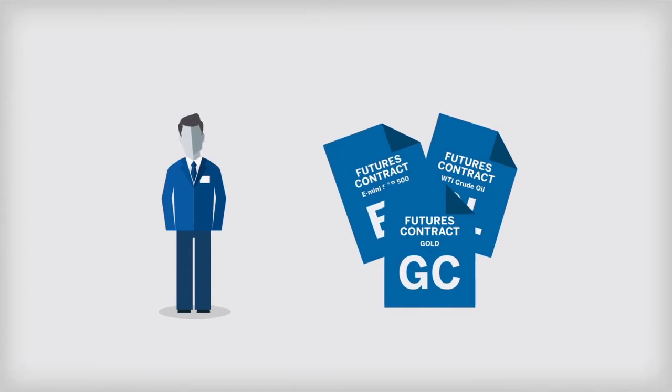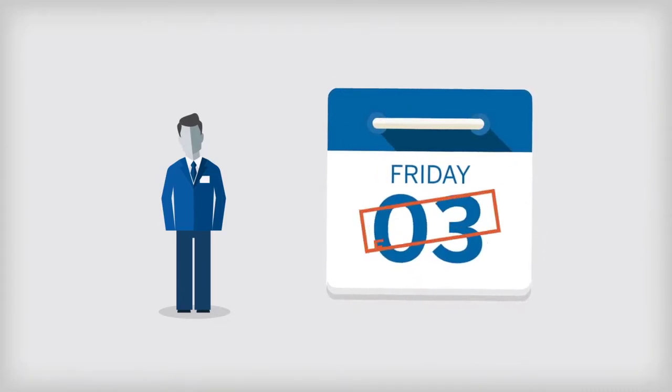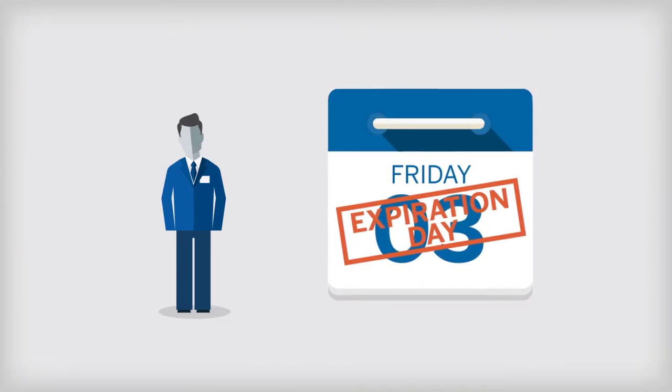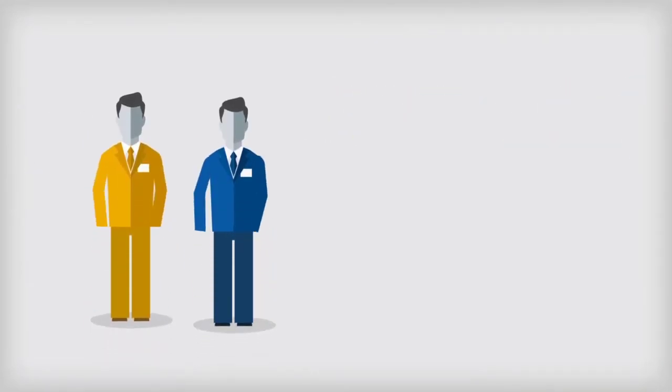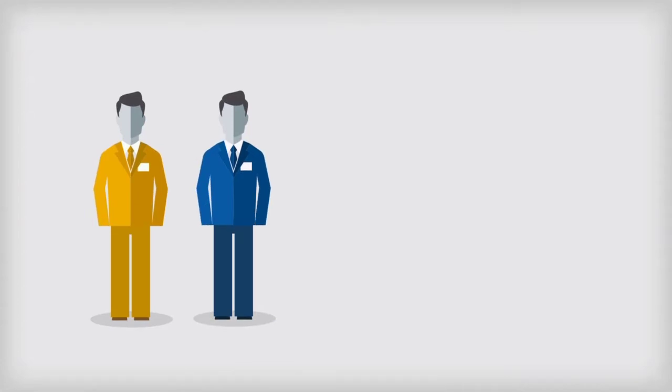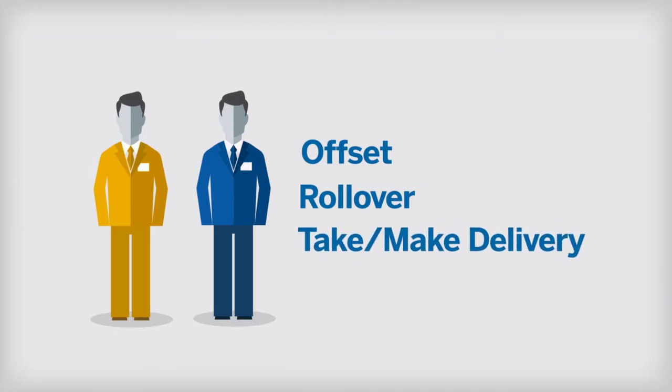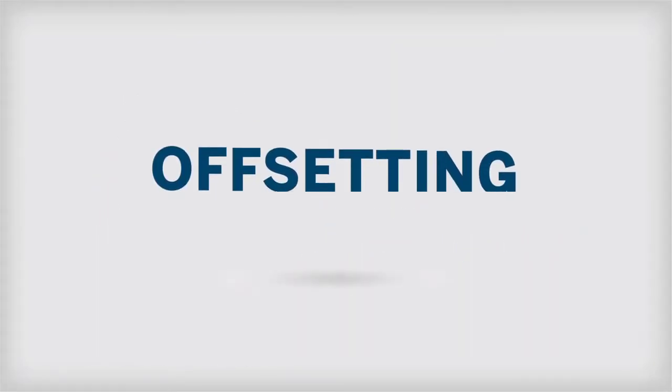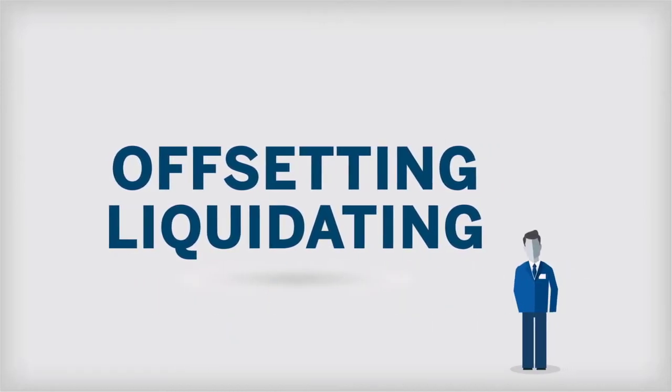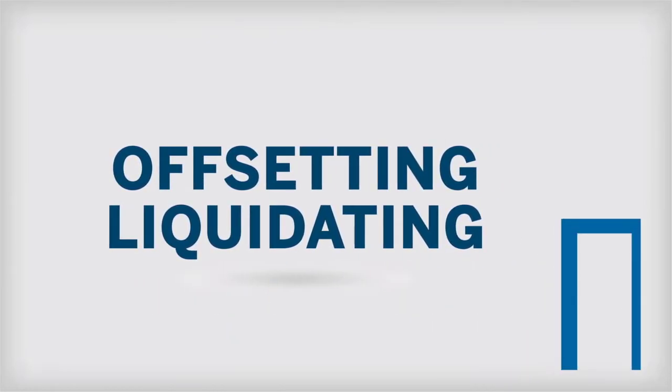A contract's expiration date is the last day that a trader can trade that contract. This can occur on the third Friday of the expiration month, but varies by contract. Prior to expiration, a futures trader has three options: offset the position to fully close out the trade, roll the contract from the current or forward month to a future expiration date, or let the contract expire and take delivery. Offsetting or liquidating a position is the simplest and most common method of exiting a trade.